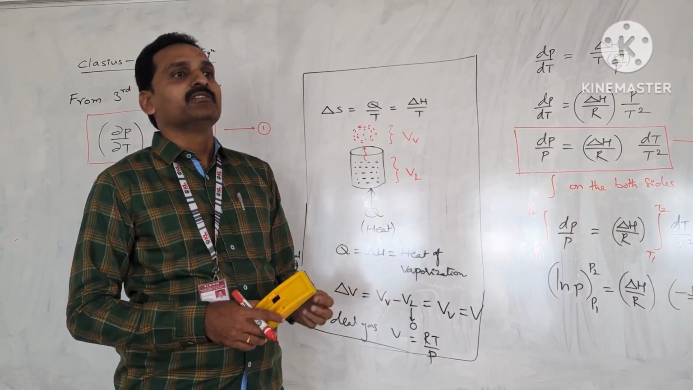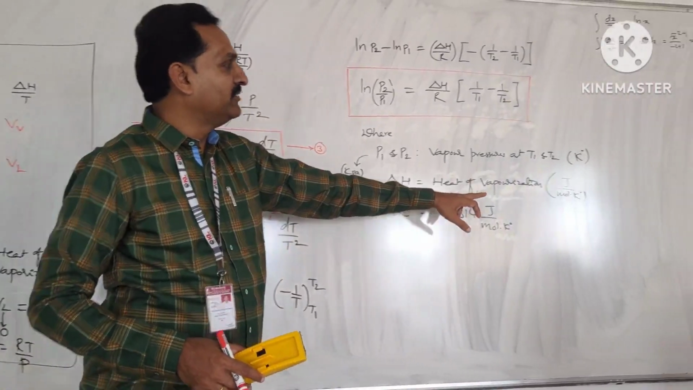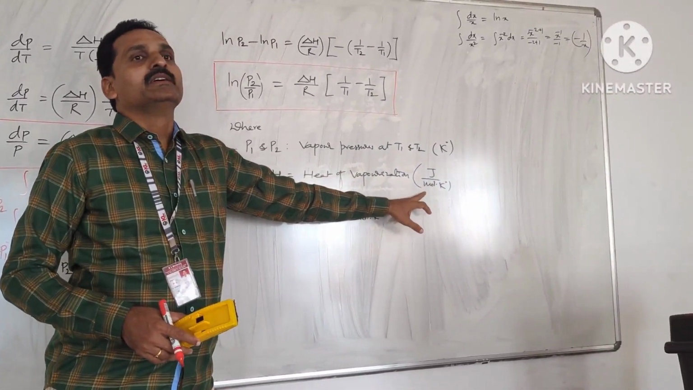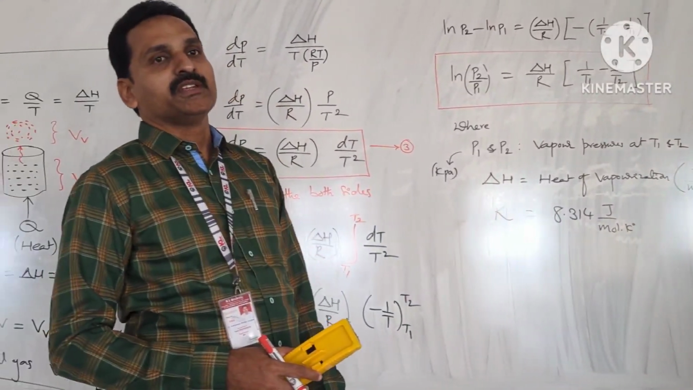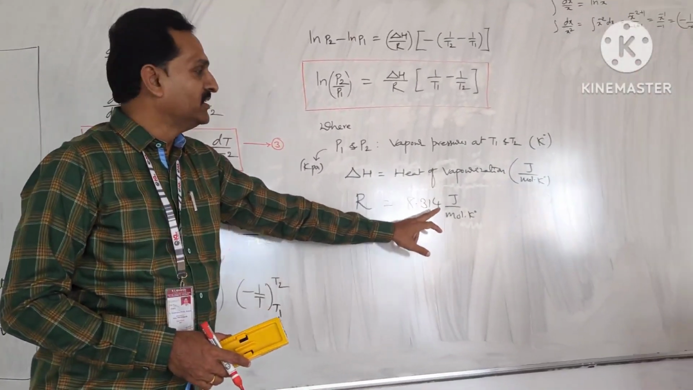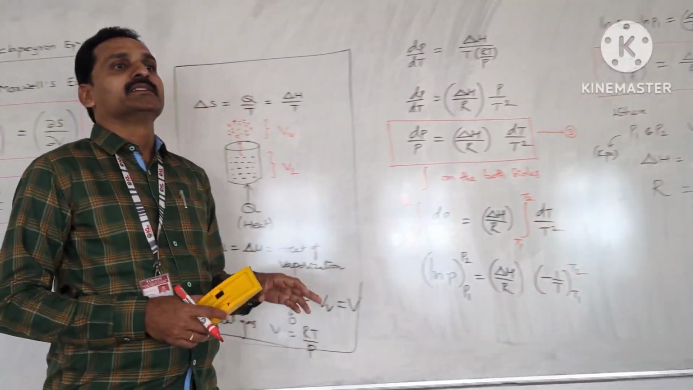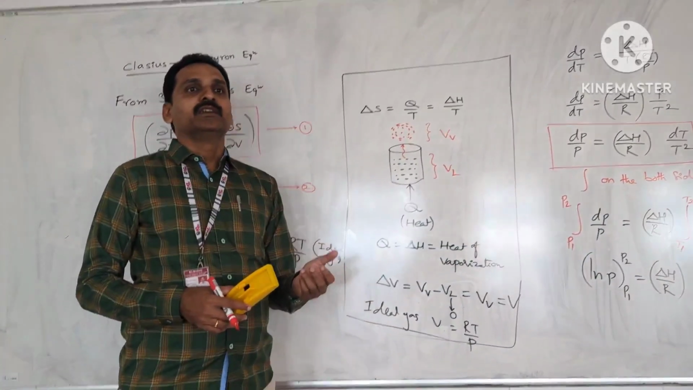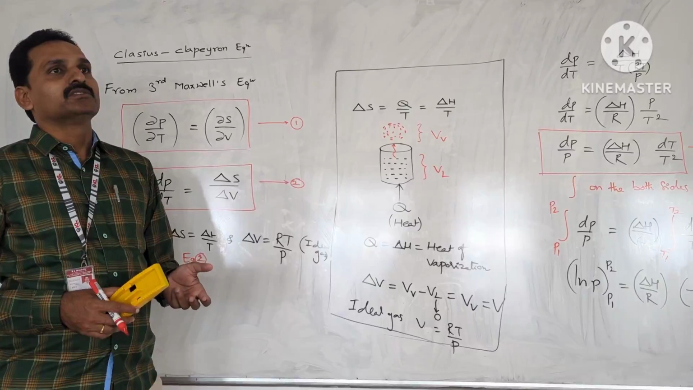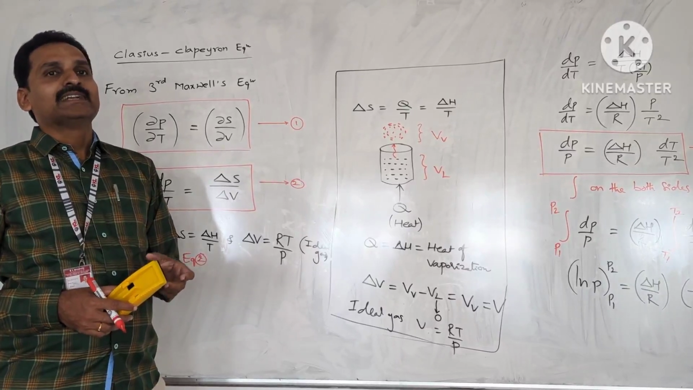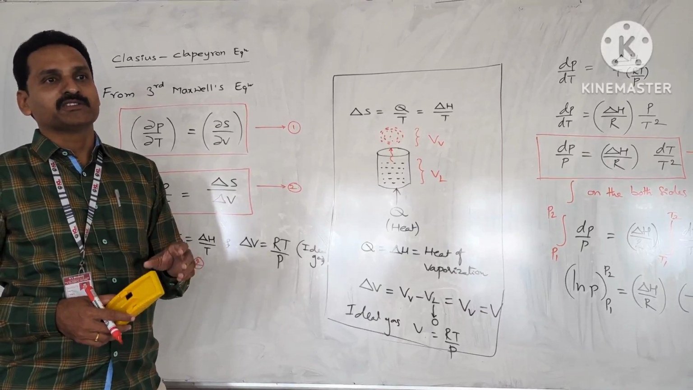ΔH is called the heat of vaporization. It can be measured in terms of joule per mole or kilojoule per mole, where R represents the gas constant, 8.314 joules per mole Kelvin. So this equation is popularly used in weather forecast and rain forecast, and it's also used in the estimation of temperatures at mountain places by knowing the vapor pressures.